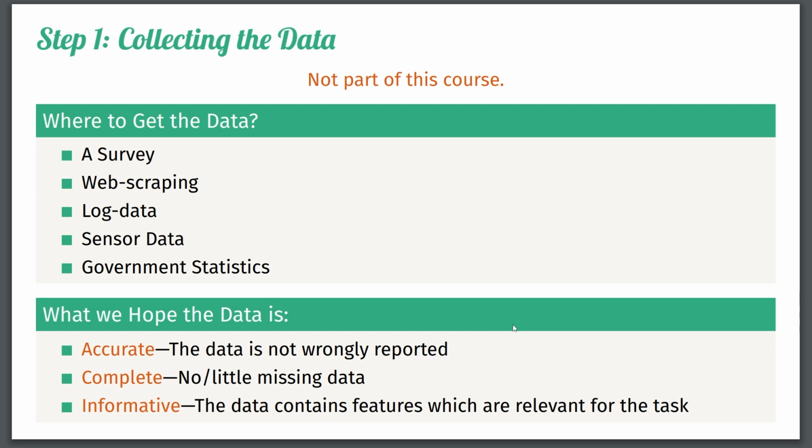Say you want to predict the height of a typical adult. If what you gather is eye color information, then no matter how accurate it is, or no matter how complete it is, it's still probably rather useless.